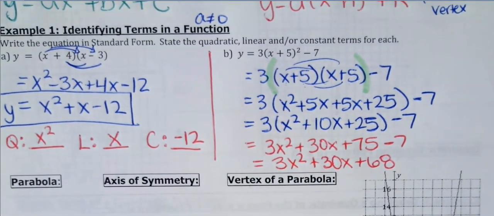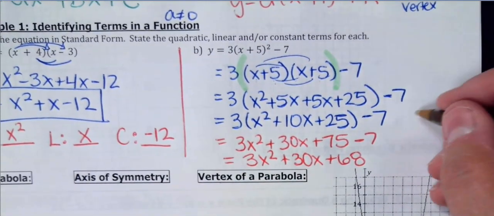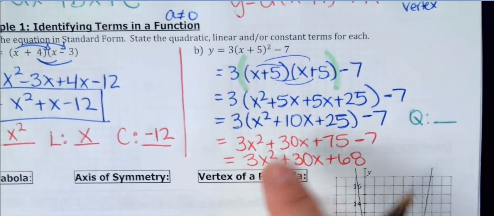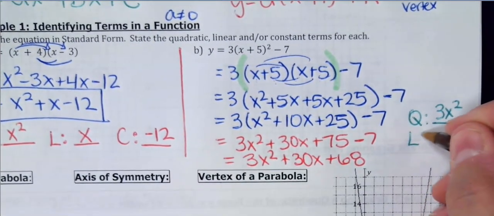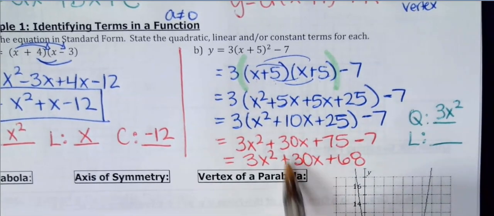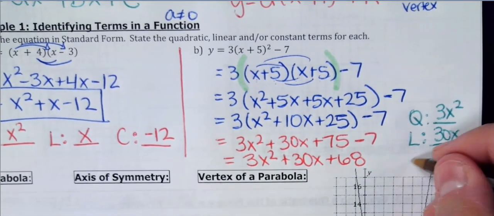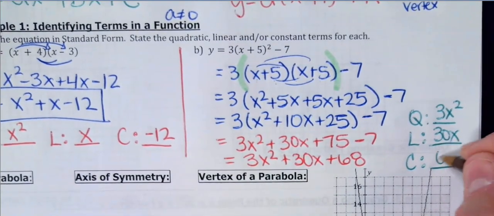Now, if we're talking about our A, B, and C values from the standard form, A would be 3, B would be 30, and C would be 68. The question asks us to identify the quadratic, the linear, and the constant term. The quadratic term is just the term with the x squared, including the coefficient, so this would be 3x squared, that whole term. The linear term is your term with the plain x, so in this question that's the 30x. Take the coefficient with it. And the constant term here is any plain number. The plain number I got on that question is 68.